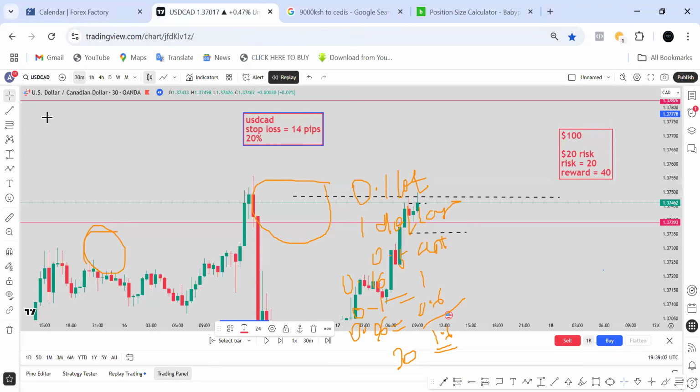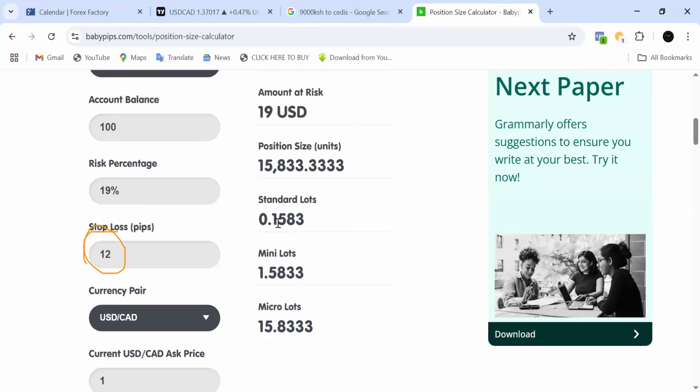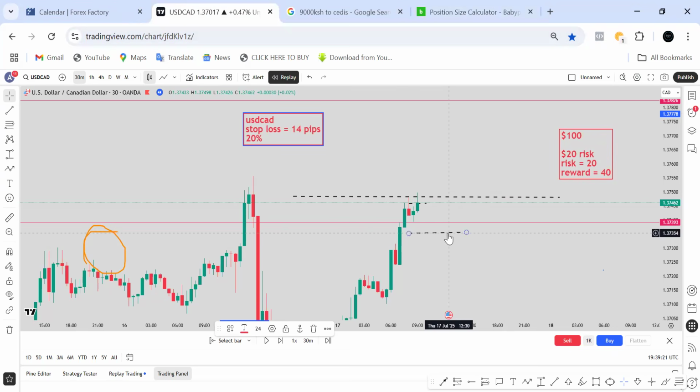Okay, so let's clean up. You notice that the lot size we can use is what? The lot size we can use, where is it? We can use 0.158. So this is the lot size we can use. If you go to your MetaTrader 5, this is the lot size you are going to be inputting over there, 0.1. So if the trade comes back against you, you are not going to be losing more than that.